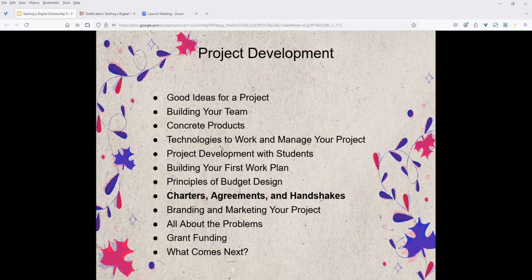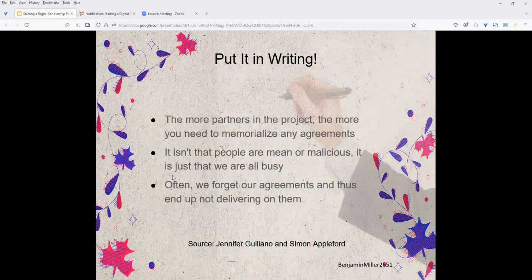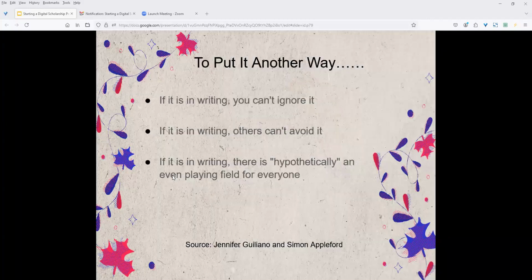All right, charters, agreements, and handshakes are all different. So you've got to put it in writing. The more partners in the project, the more you need to memorialize any agreements. It's not that people are mean or malicious, it's that we're all busy and we often forget. So we forget our agreements and thus we end up not delivering on them. But if you write them down, there's more chance of success.